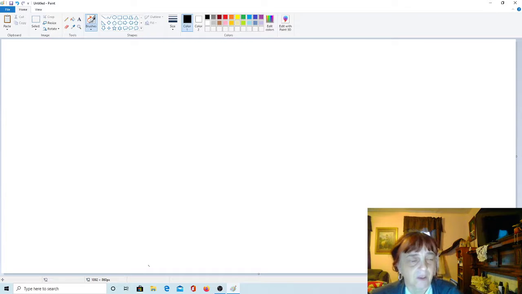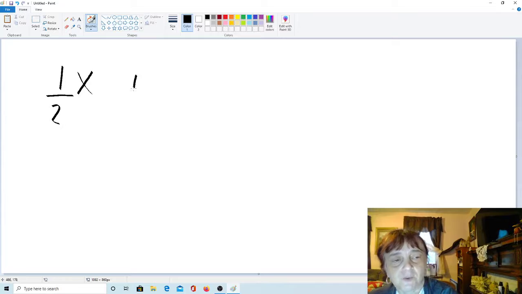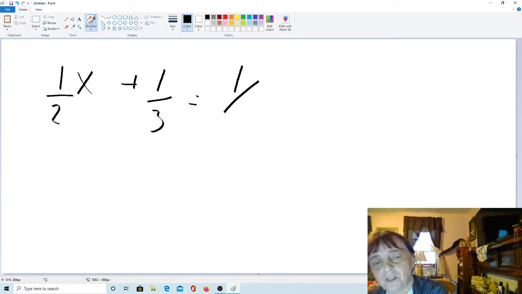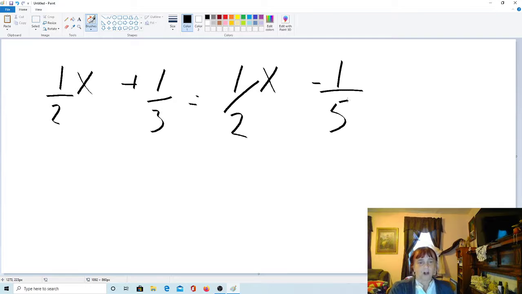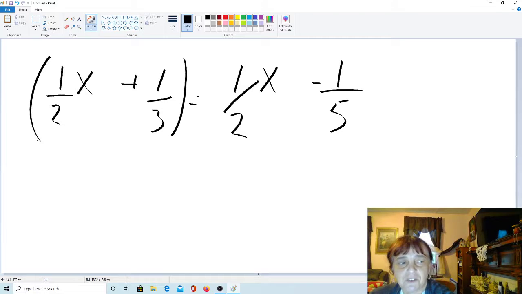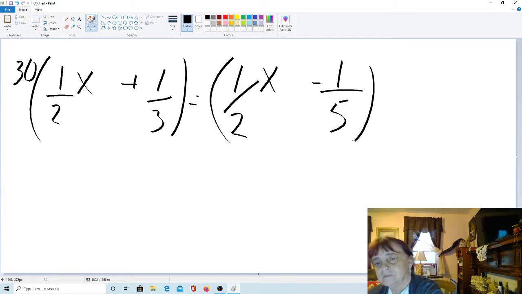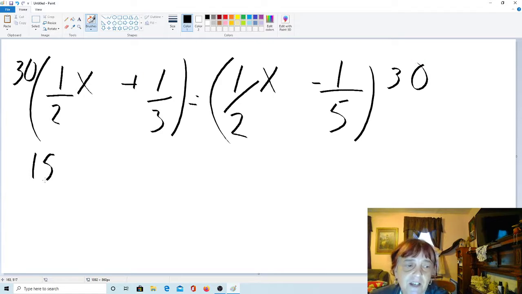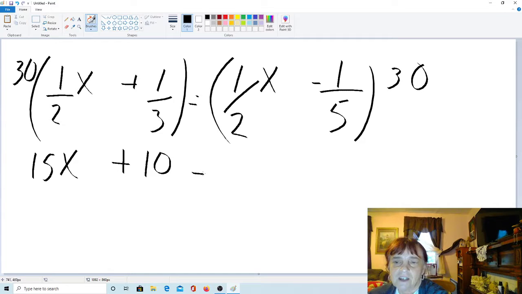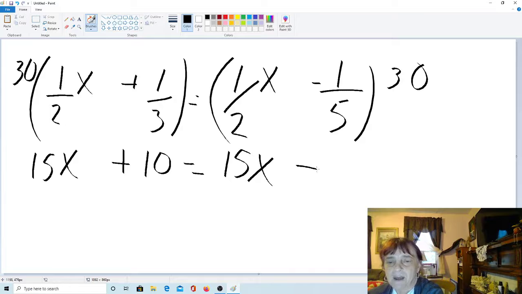Okay, so let's say you have 1/2 x plus 1/3 is equal to 1/2 x minus 1/5. Now our common denominator for 5, 2, and 3 is 30. Let's multiply everything by 30. 30 divided by 2 is 15. It's 15x plus 10 is 15x minus 6. I think this is going to be no answer because I got 15x on both sides.